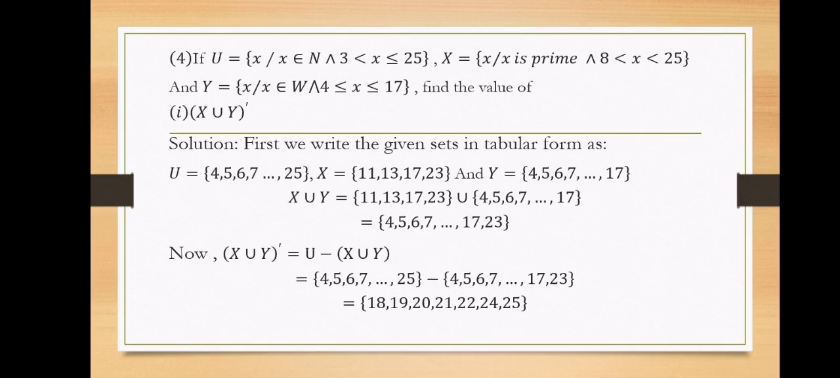So we are going to find out the union of X and Y first, which is equal to 4, 5, 6, 7 up to 17 and 23. Now we are going to find out its complement, and we will have to find out the difference of the universal set and that of X union Y. So it will be equal to 4, 5, 6, 7 up to 25 minus 4, 5, 6, 7 up to 17 and 23. It is equal to 18, 19, 20, 21, 22, 24 and 25.